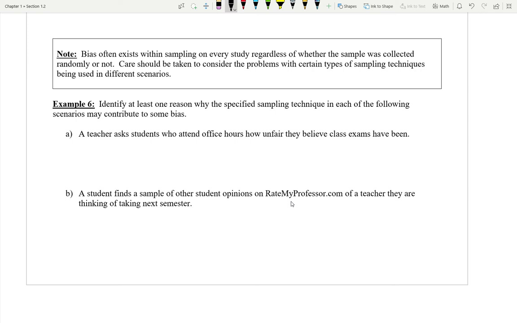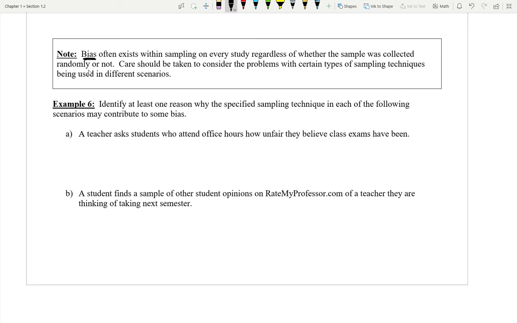The last thing that we want to go ahead and talk about here within our section on sampling is the idea of bias. As I state here in the note, bias often exists within sampling on every study, regardless of whether the sample was collected randomly or not. So if we're collecting samples, we want to be really careful to consider problems with certain types of sampling techniques that are being used in different scenarios.